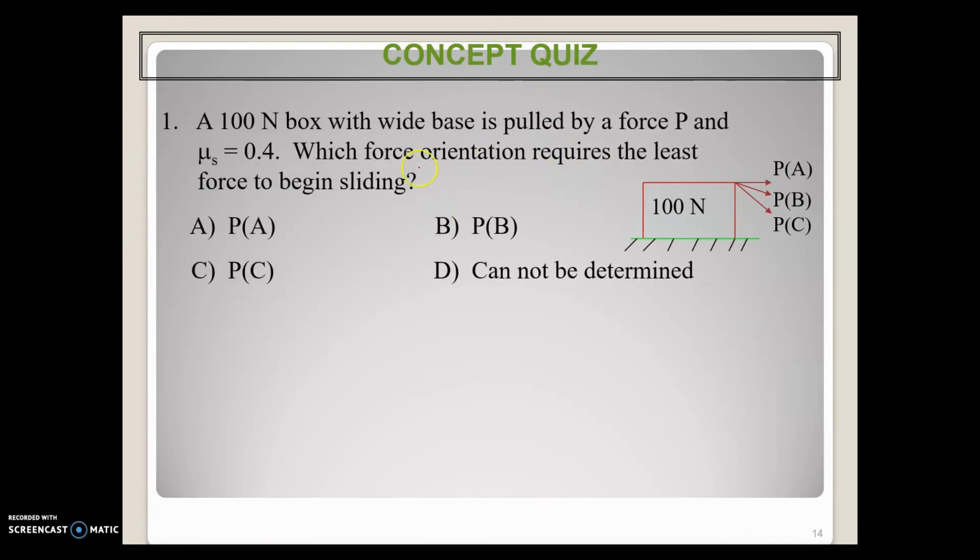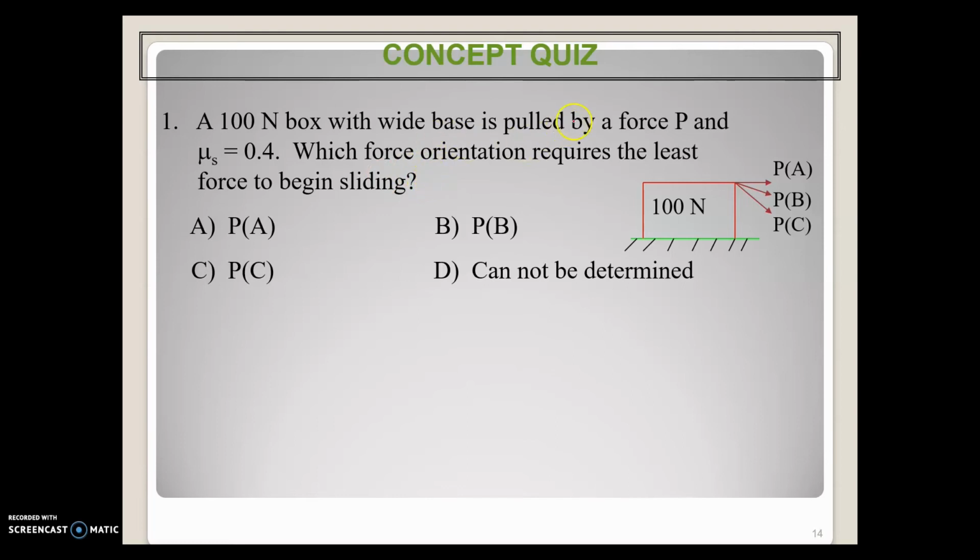kita tengok konsep quiz. Okay, you have a 100 Newton box, right, with wide base, is pulled by a force P, which is A, B, and C. And the mu S is 0.4. Which force orientation requires the least force to begin sliding?